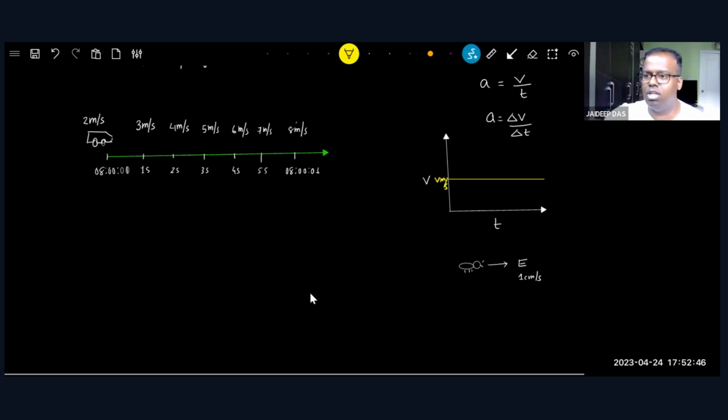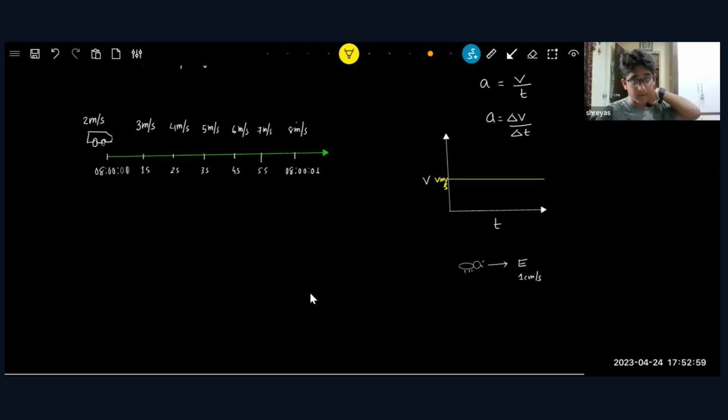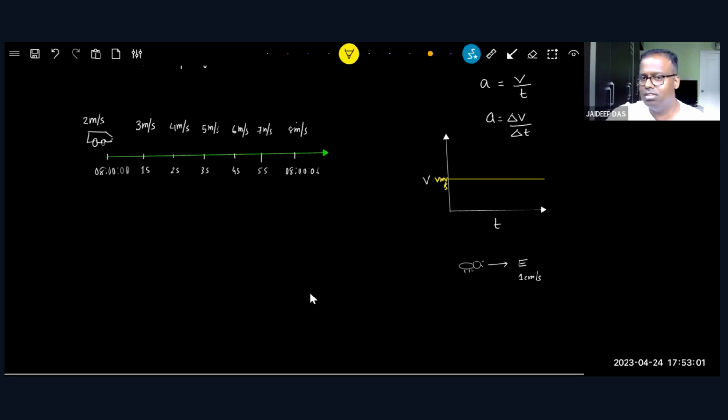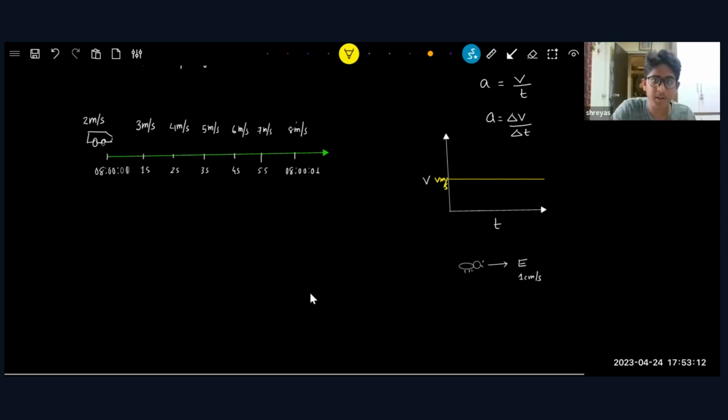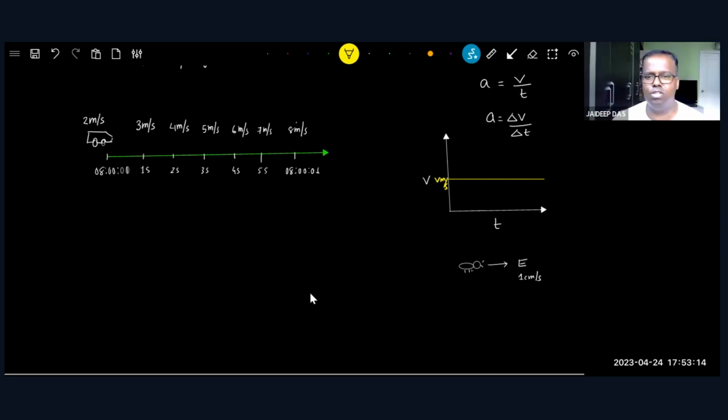Now look into the scenario I gave you. What was the velocity at 8 o'clock 1 second? Look at the chart and tell me. 3 meters per second. What is the velocity at 8 o'clock 4 seconds? 6 meters per second. Do you think the velocity is constant? Yes.